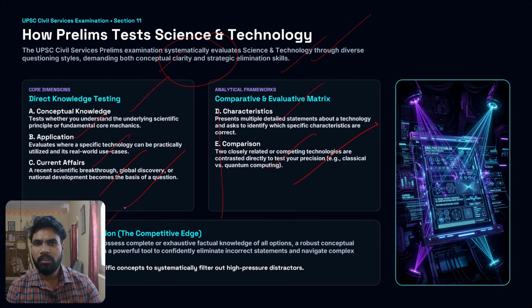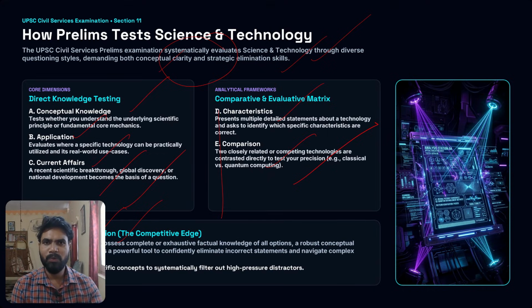One thing is, if you have the capability of strategically eliminating the incorrect answers, that will give you an edge in the prelims examination. And I'm repeatedly saying it is easier to do the guesswork and eliminate options in science and technology subjects. I'm saying it from my own experience. We will discuss the elimination techniques at the appropriate time. It is easy in subjects like science and technology.